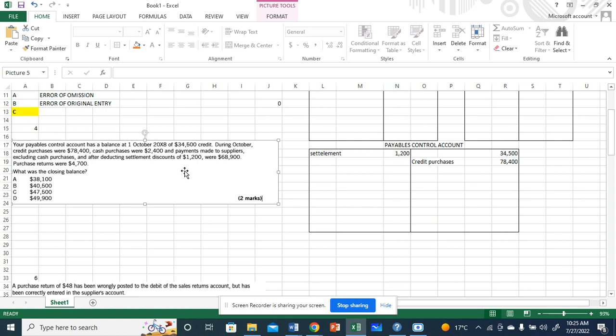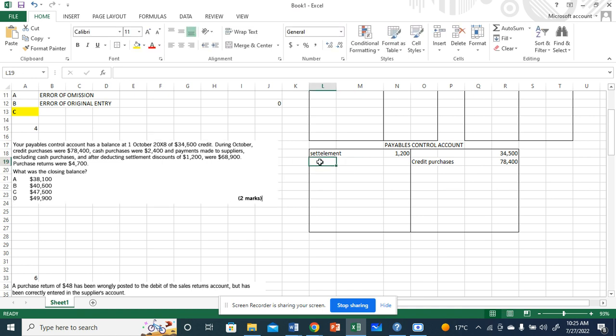And they've told us payments made to suppliers, all right, when you exclude the cash purchases and after you've removed the settlement discounts, was 68,900. All right. So here we are paying our suppliers, and that's reducing the amount which we are owing them. So we have to debit their payables control account. All right. So we say payments to suppliers, 68,900.